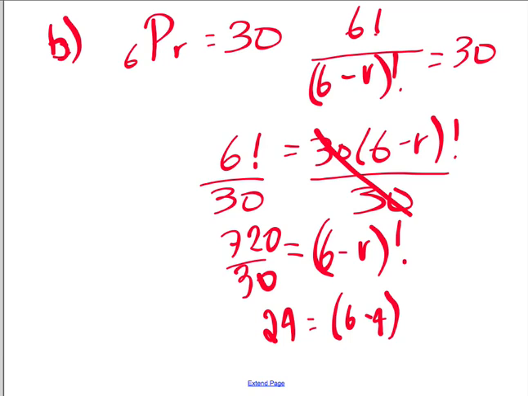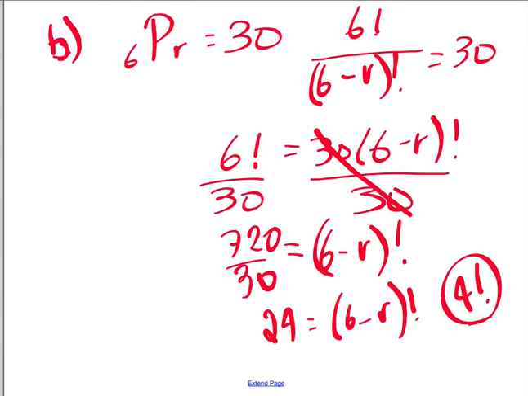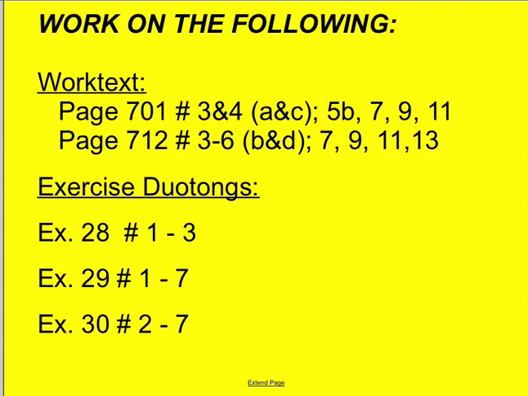And so when I get this, I get 24 equals 6 minus r factorial. And again, I don't like these questions great because now you got to guess and check what factorial gives you an answer of 24. Well, 4 factorial gives you 24. So if 4 factorial is 24, then r has to be 2. So there's a little bit of logic and guesswork in there. It's not just straight algebra, which I like. This is perfect for Mr. Brian.